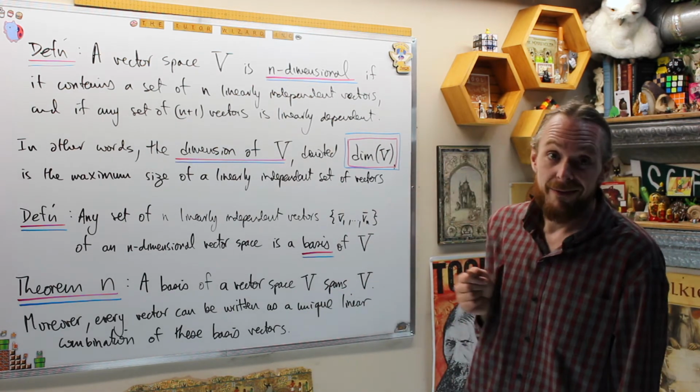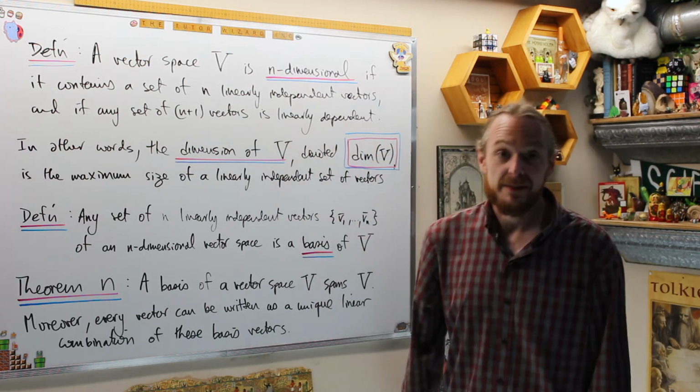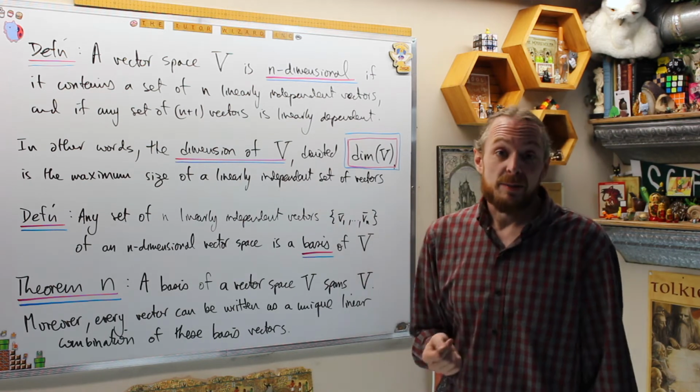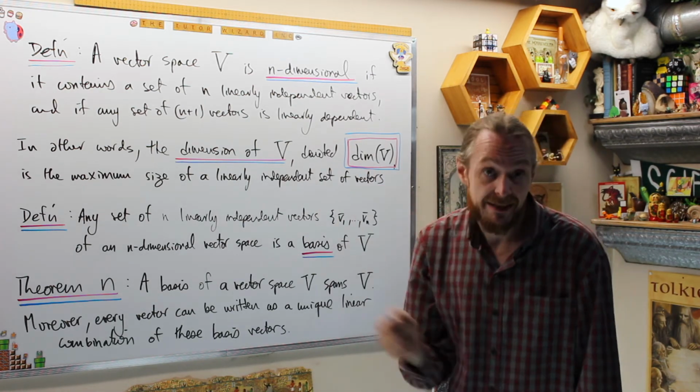Then we call that vector space n-dimensional if it does contain, first, and this is exactly what we've done, go back and look at the previous videos, a basis for a line, a plane of vectors, and a basis for the space of vectors.